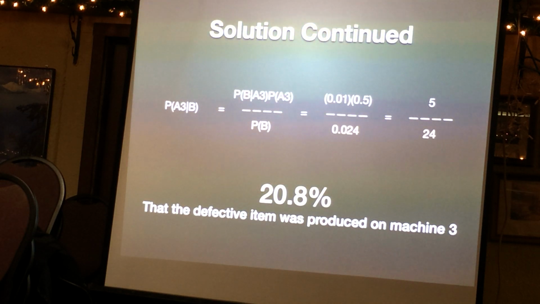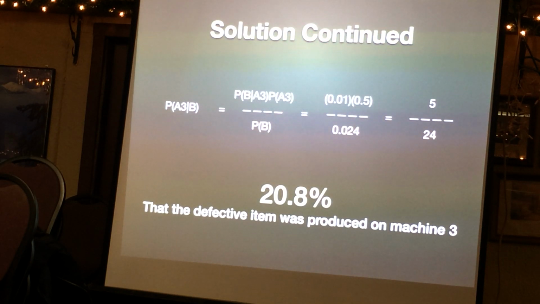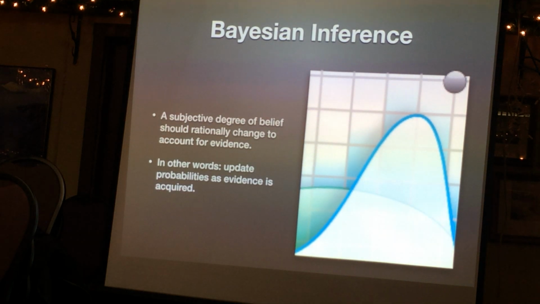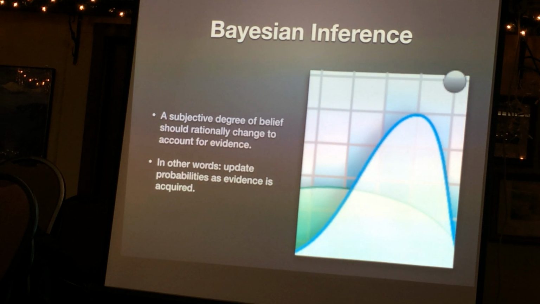And when you're doing automated scoring, you don't necessarily have real answers to things all the time. So you need to infer what the answer is based on some statistics. You build a statistical model. So if you at least understand the basics of Bayes' theorem, then you can do Bayesian inference. So moving on. The basic principle of Bayesian inference is that a subjective degree of belief should rationally change to account for new evidence. In other words, update your probabilities based on evidence that you acquire. To simplify that even further, your model should become more accurate the more evidence that you collect. Does that make sense?